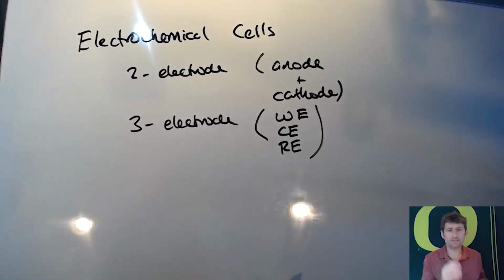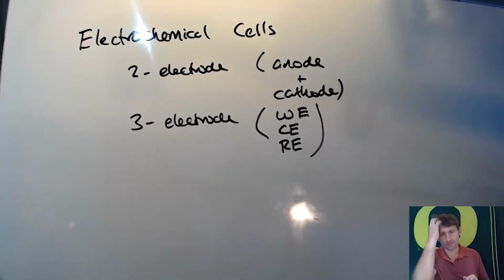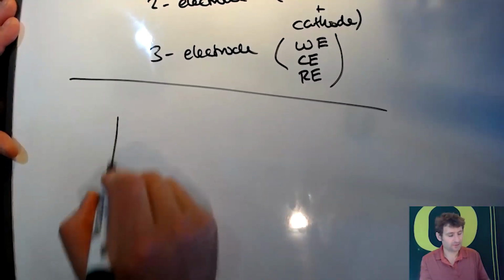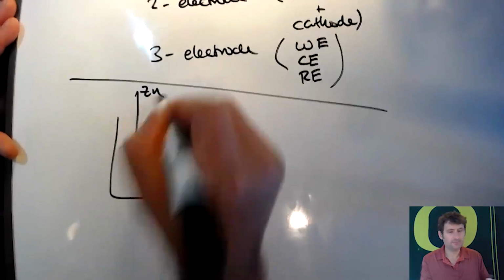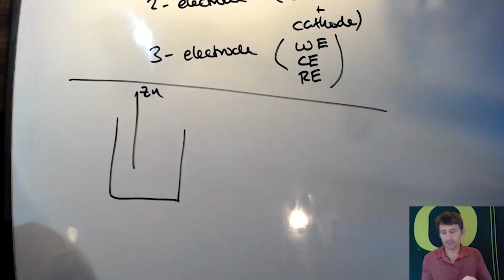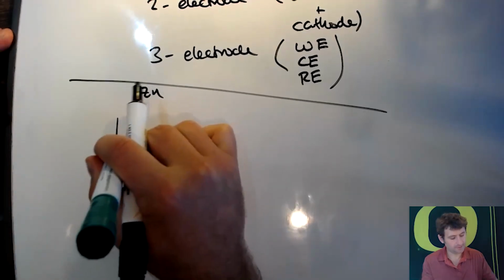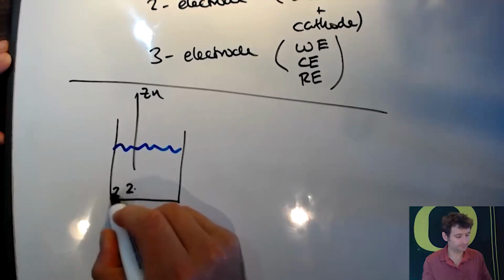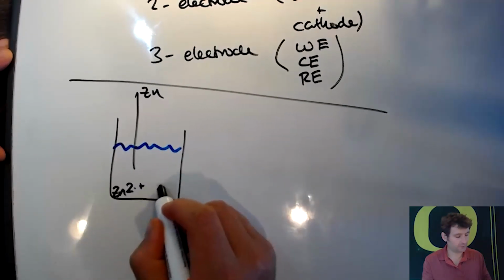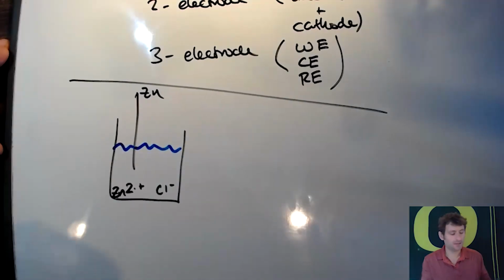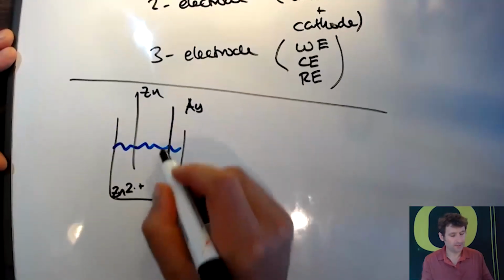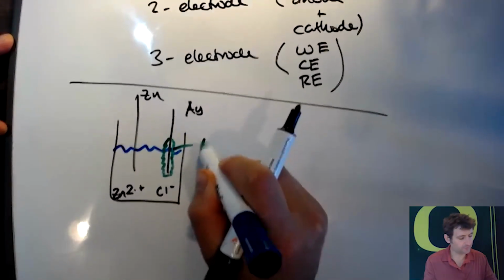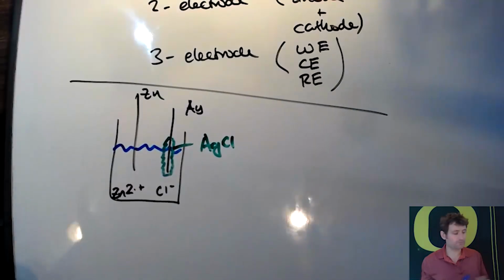Now, let's consider a simple half-cell reaction. Let's consider one of our typical cell reactions containing zinc metal, this wire here, in an electrolyte. Say it's in water, and you have zinc 2+, and you have chloride in the electrolyte. And then we have a silver wire, and that silver wire is coated with a coating of silver chloride. So this forms an electrochemical cell.